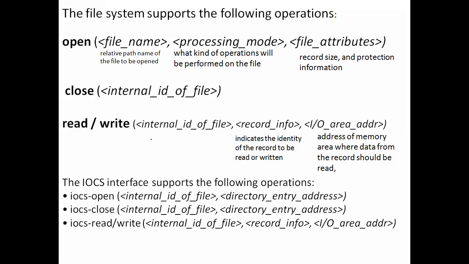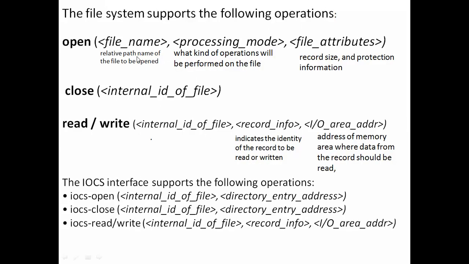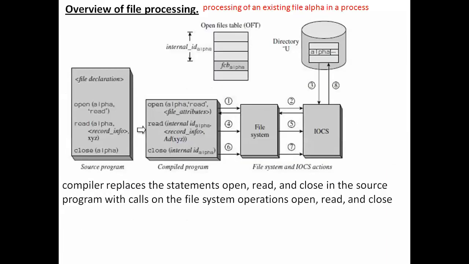Okay. So along with this particular figure, I can also mention the list of operations or system calls which have been supported by the file system. And here is the list of system calls which are supported by the IOCS layer, the input output control system layer.